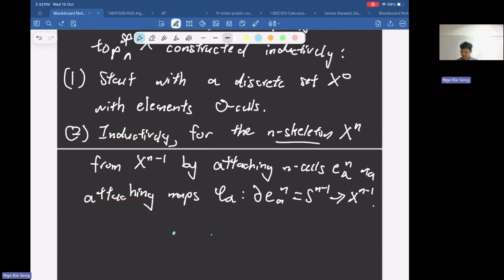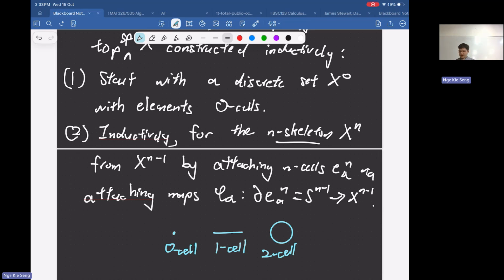So you have a zero cell like that, right? What's a one cell? A one cell, you can think of it as a line or open interval. And then a two cell, how to draw a two cell? You can think of it as an open disk. And then a three cell is like an open cube, something like that.